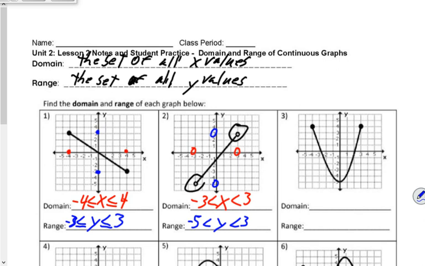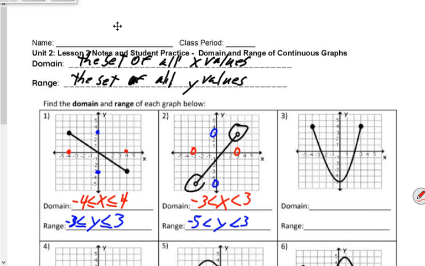Okay, let's look over here at number 3. We've got a couple endpoints here for our x values. Now, again, these are closed circles, so that means we're going to be using less than or equal to instead of just less than. So remember, closed circles on their ends, less than or equal to. Open circle on our ends, just less than.